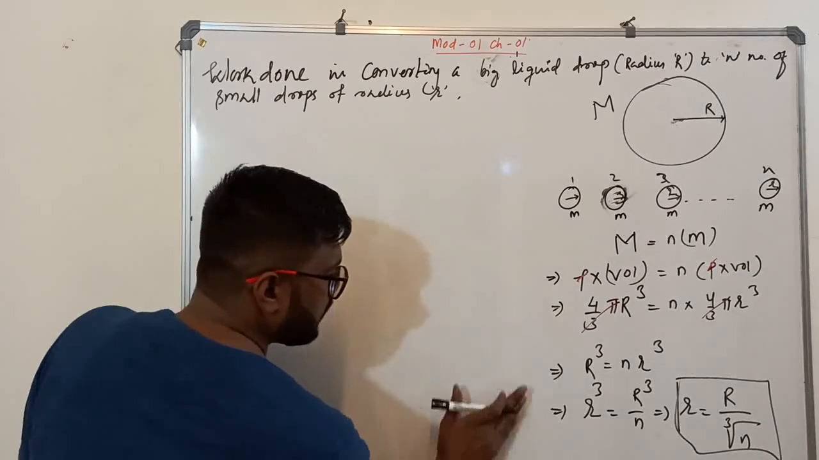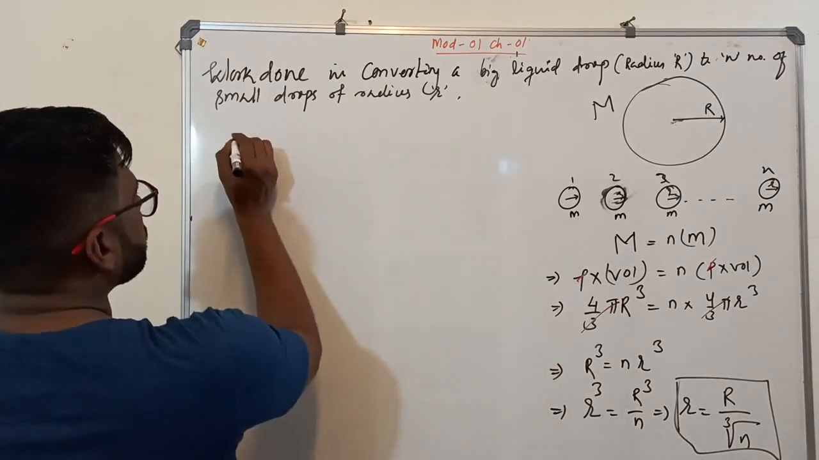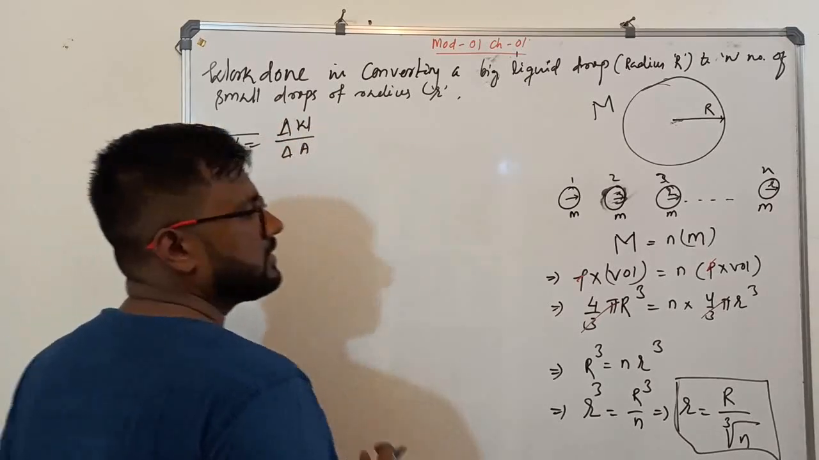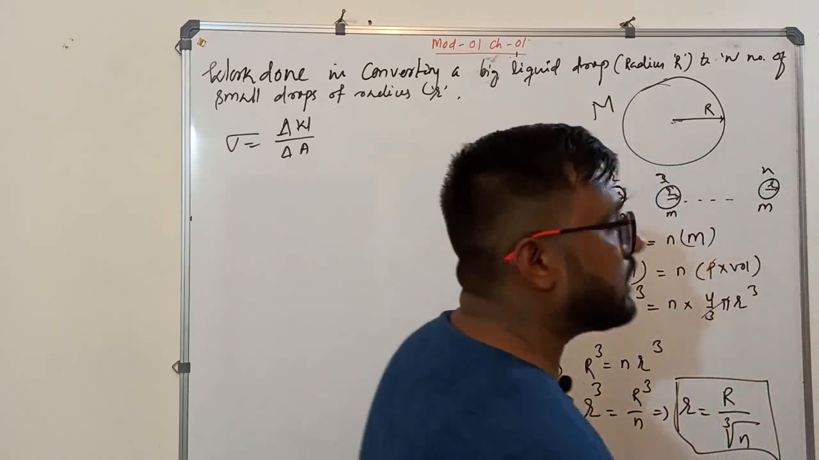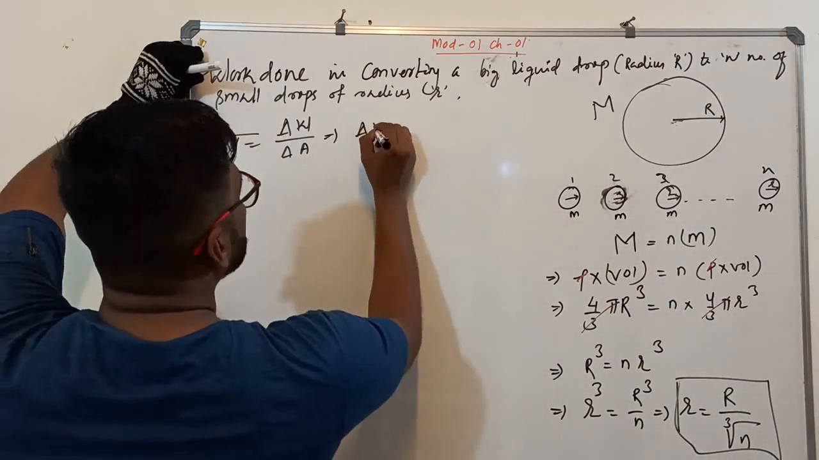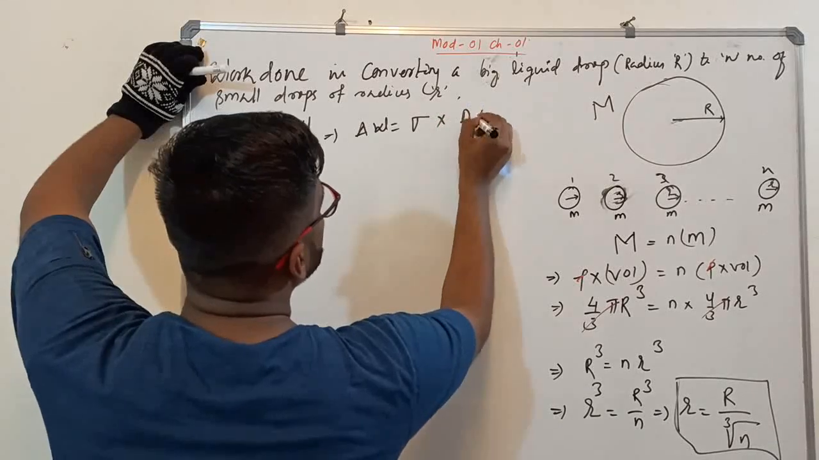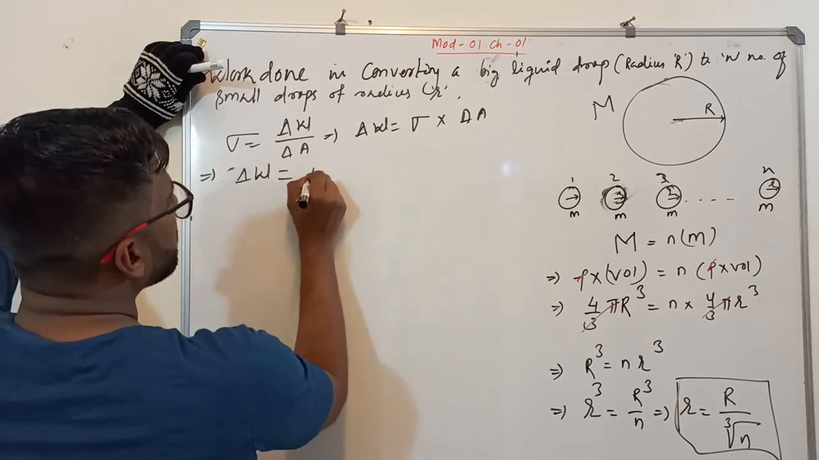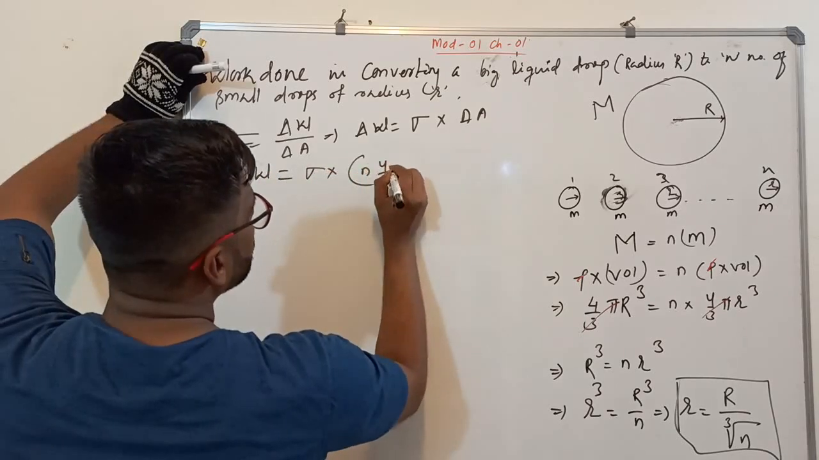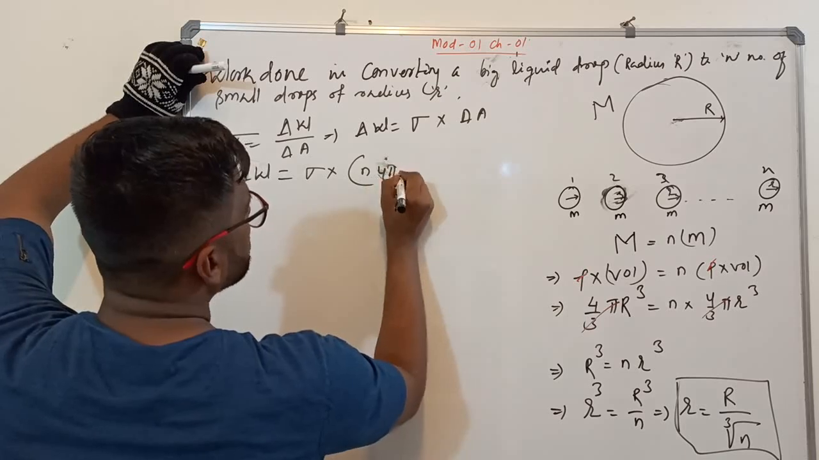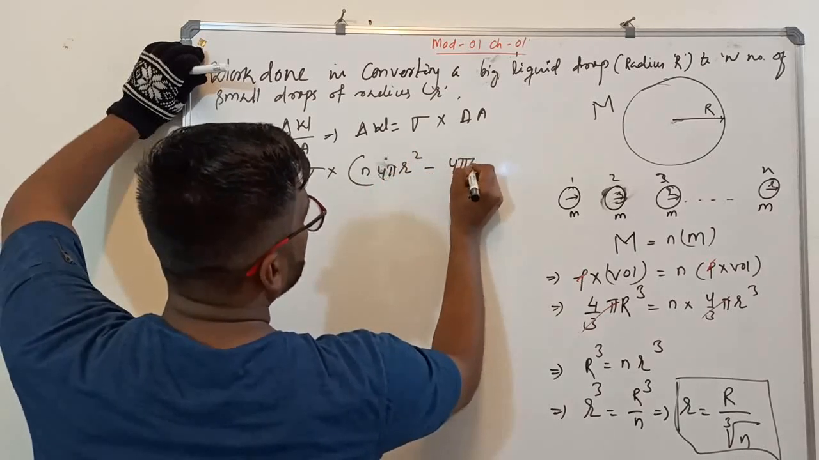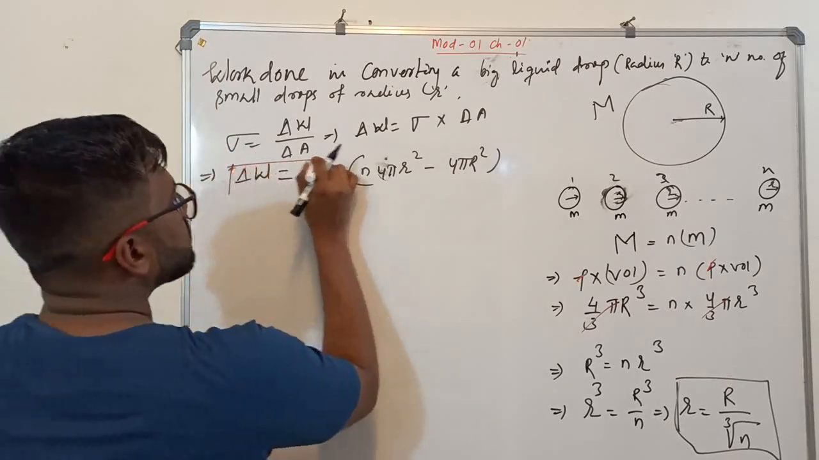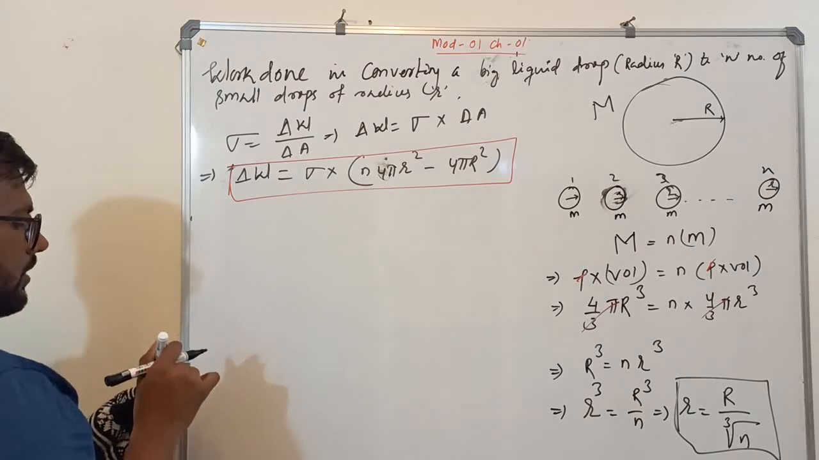So what we are trying to find here is the work done. What did we read in the formula? Sigma equals the work done per unit change in area. So from this, what will be your work done? Work done equals surface tension into the change in area. So this implies work done equals sigma into change in area, n into 4 pi r square minus 4 pi capital R square. This is the change in area, and this is the formula for work done in converting a big liquid drop of radius capital R to n number of small water drops.